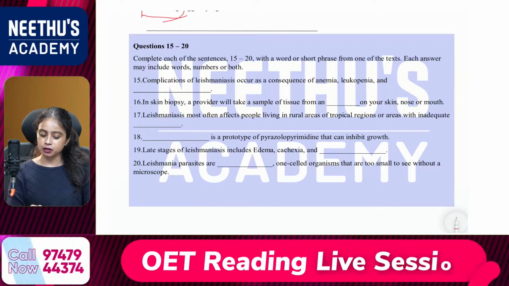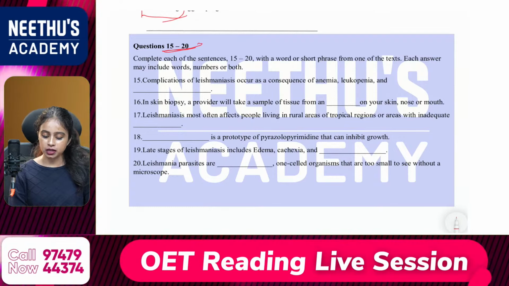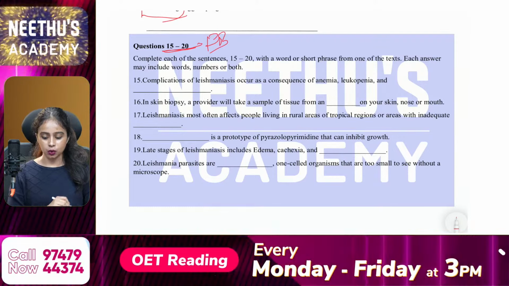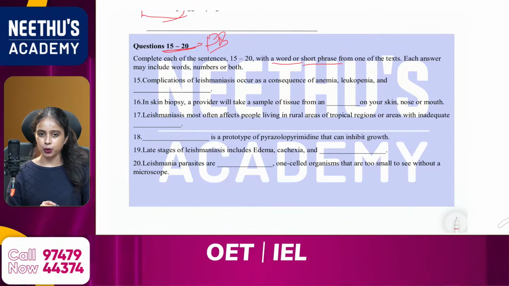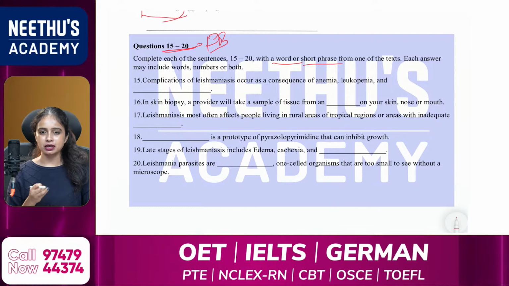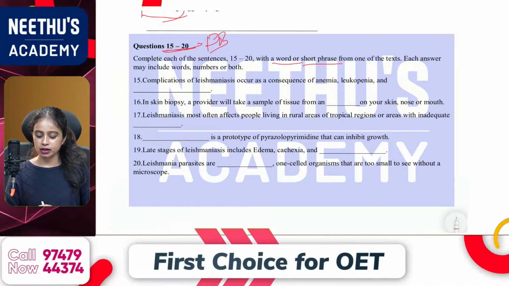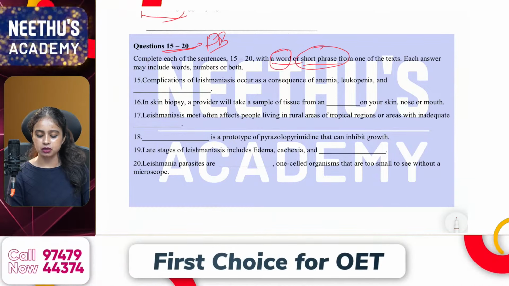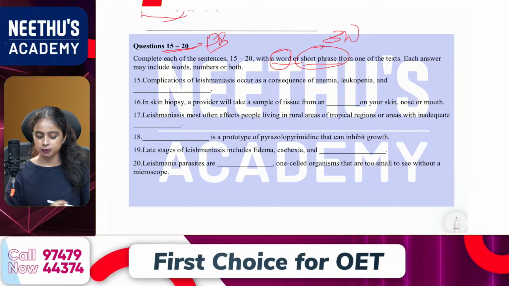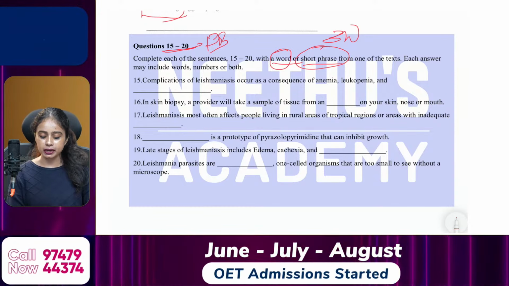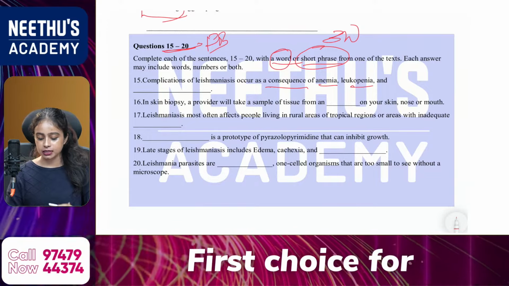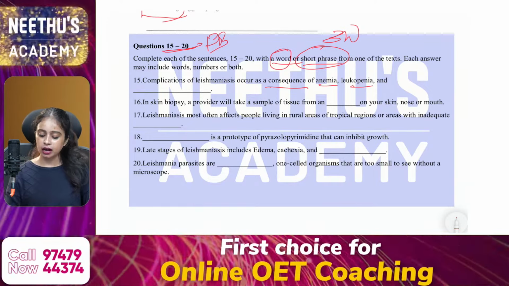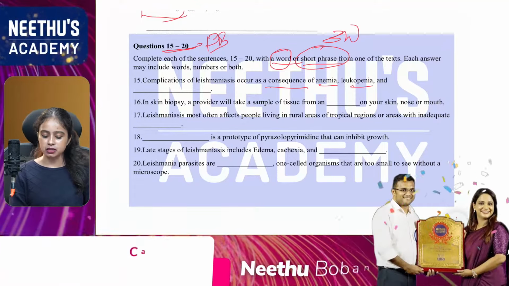So now we are jumping to 15 to 20, fill in the blanks. Okay, again the same instructions, word, short phrase. Okay, I'm repeating everything because I know that you guys will make careless mistakes, right? So please remember, you can write it in a word or a short phrase, which means 3 words maximum, not more than that. So the first question, complications of leishmaniasis occur as a consequence of anemia and leukopenia and something else. So what is the missing word here?